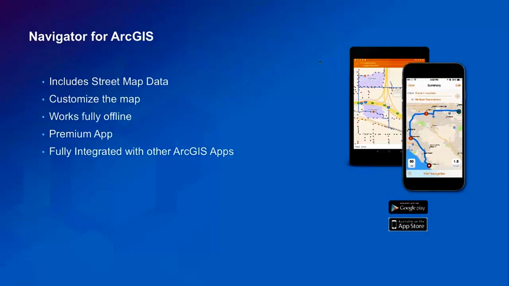Navigator includes street map data. So when you purchase Navigator, because it is a premium application that's licensed per named user within your organization, it includes street map data that you can use for navigation across land with a vehicle. But you can customize the map, and we're going to talk a little bit about that through a few slides.